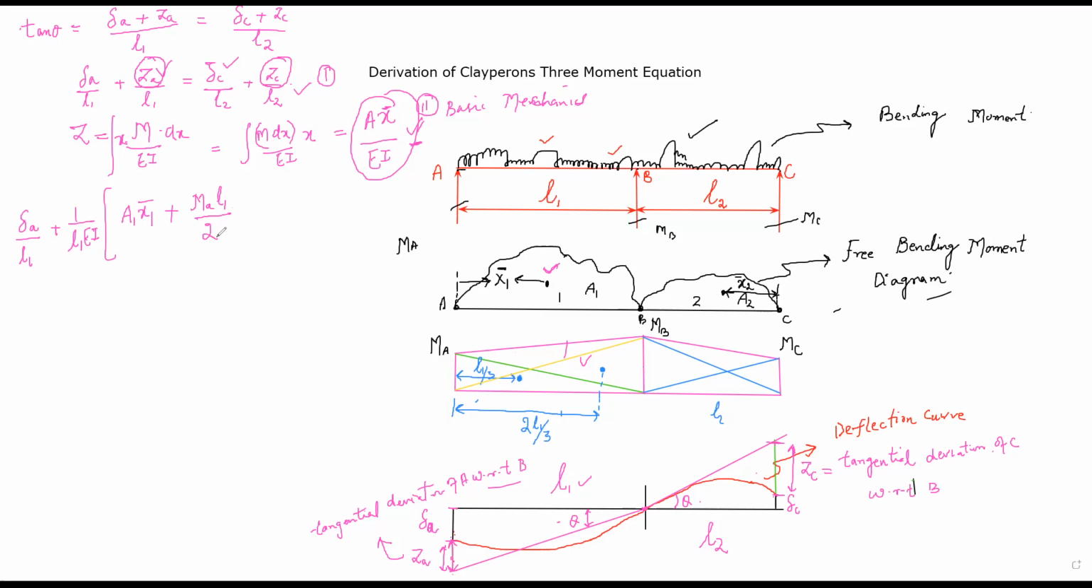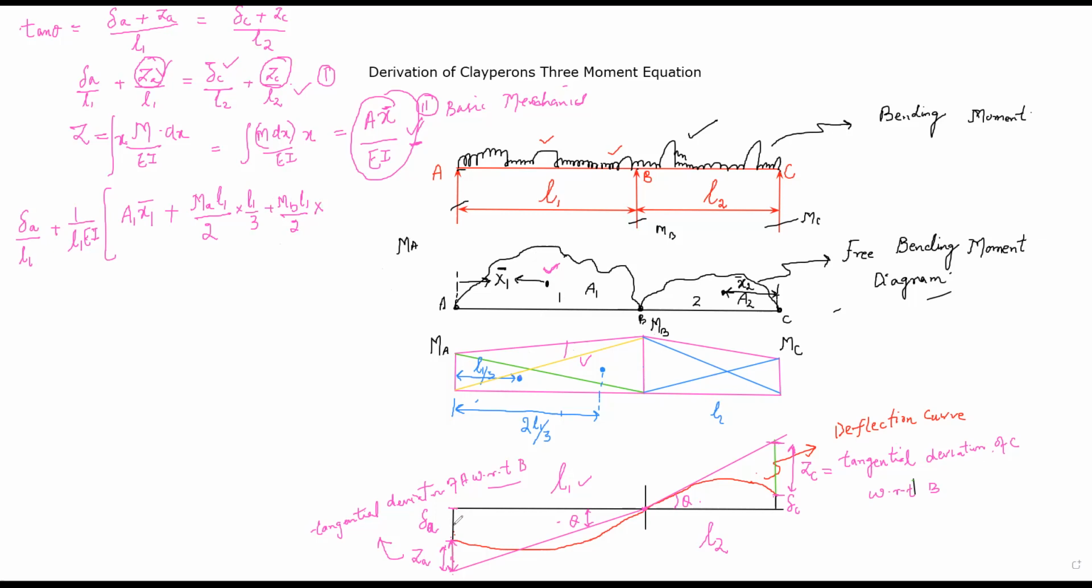Multiplied by L1 divided by 2. And how much is the centroid? It is L1 by 3. So into L1 by 3. And you are having one more right angle triangle here. Its area is equal to MB into L1 divided by 2. This is area multiplied by the centroid, multiplied by distance of the centroid. You have to take the distance of centroid from here.